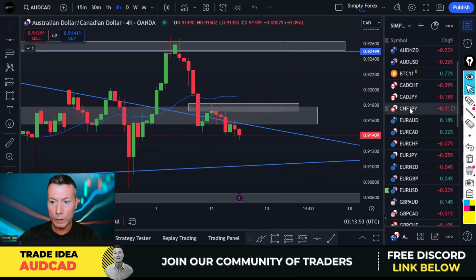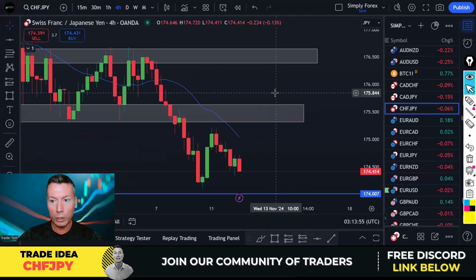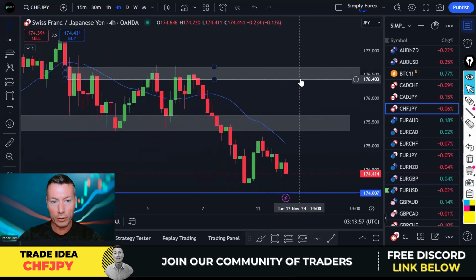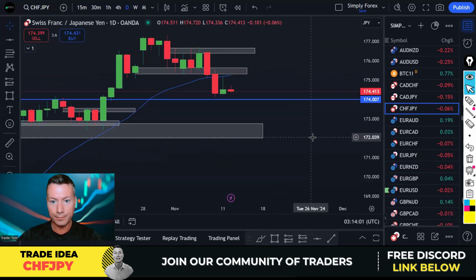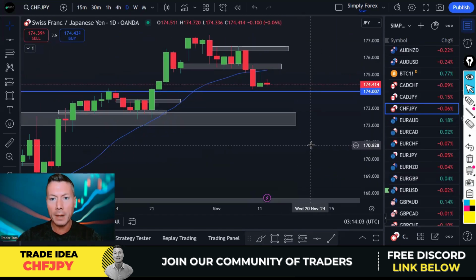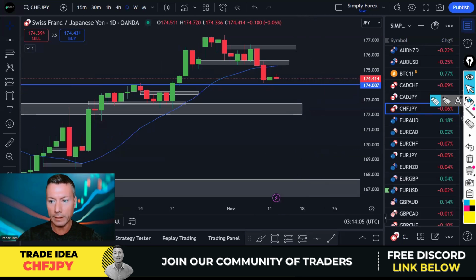We're also looking at Swiss franc yen. This was also a trade idea from yesterday. If we start with the day chart, we don't have much room to move into here. If we track the day chart, you can see we are now in a downtrend, getting lower highs and lower lows. Clearly in a downtrend, and we're below this moving average 20, which I like to see for sells.